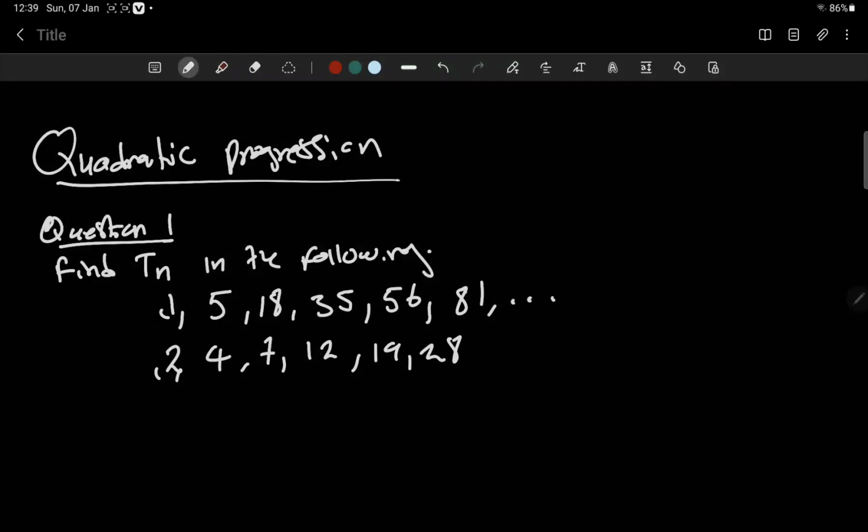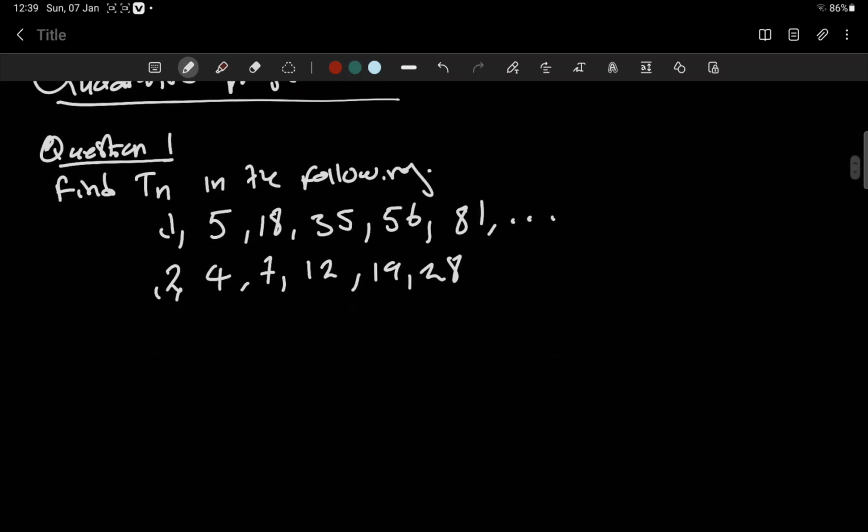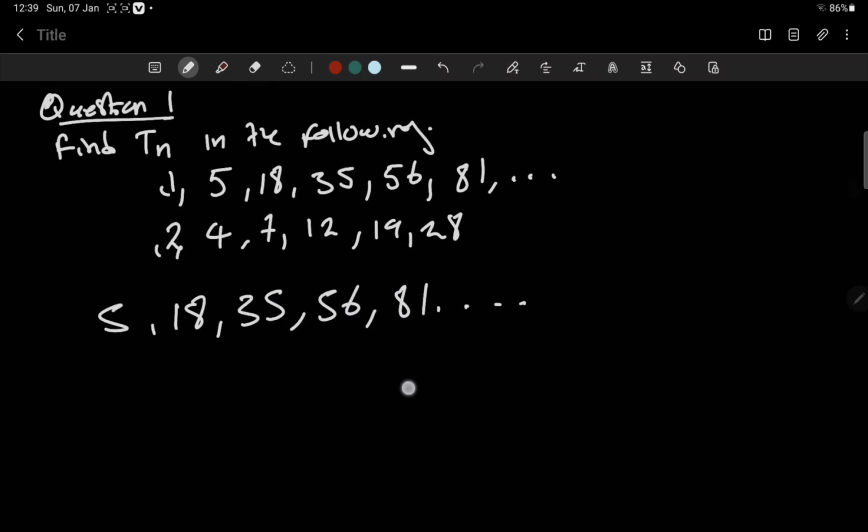In this video we're going to look at how to find the general term for a quadratic progression. So we have a question here. Question 1: find Tn in the following. Find the general term of the following. Let's take number 1, the sequence 5, 18, 35, 56, 81, and so on.